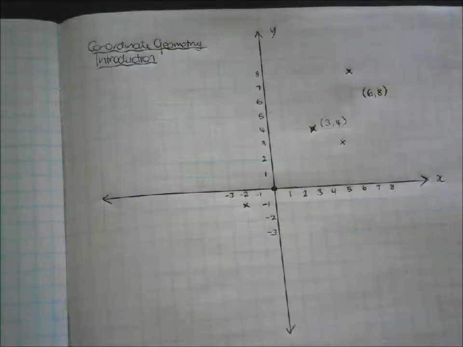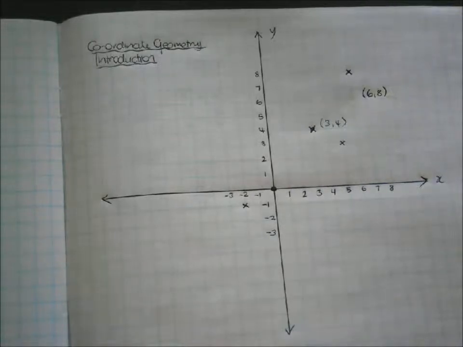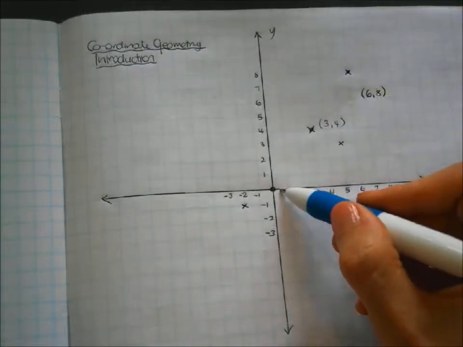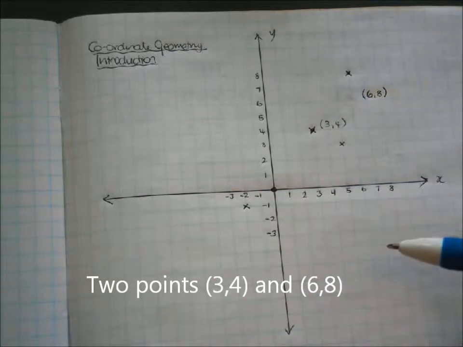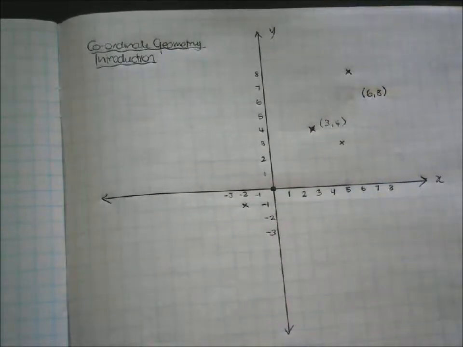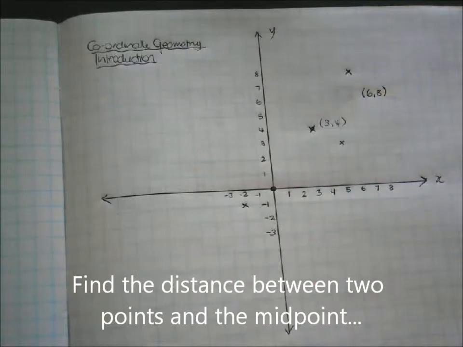So what we have here is the coordinate geometry introduction lesson. And we're going to start off with just some straightforward points. I've marked in here 3, 4 and then point 6, 8. These are just 2 points that I've marked. Now I want to be able to find the distance between these 2 points and the midpoint between them.